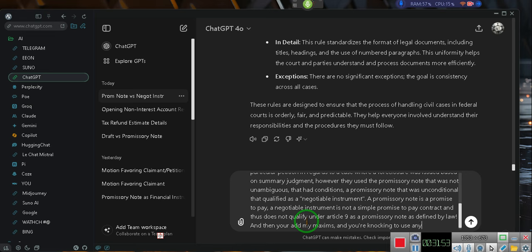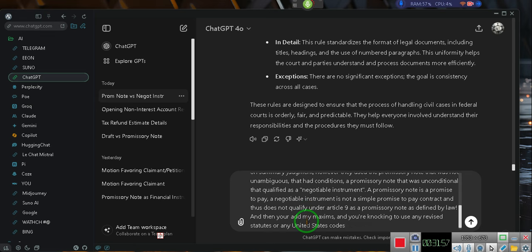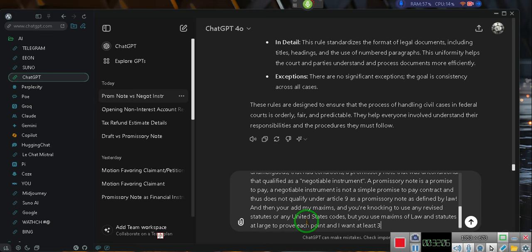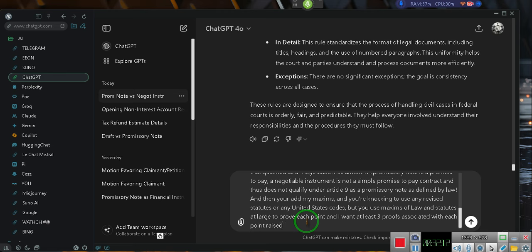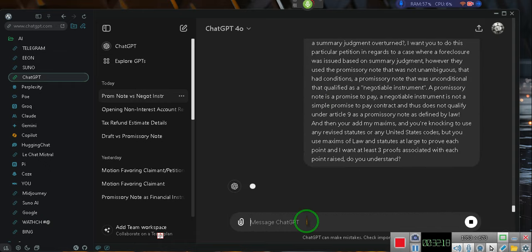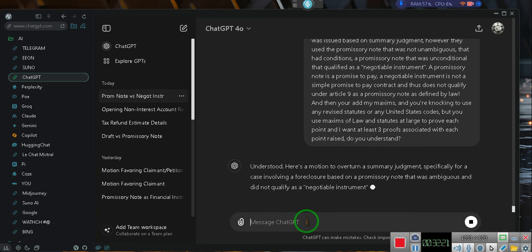And then you're going to add my maxims, comma, and you're not going to use any revised statutes or any United States codes, comma, but you're going to use maxims of law and statutes at large to prove each point. And I want at least three proofs associated with each point raised, comma, do you understand? Stop listening. Ladies and gentlemen, you will do this.